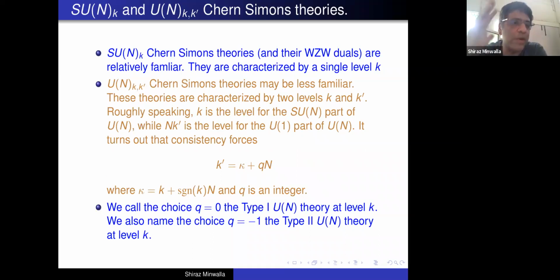In order to see how and why this is true, I need to take you through 5 minutes of technicalities. In this talk, I will be interested in SU(N)_K Chern-Simons theories and the Witten duals, as well as U(N)_{K,K'} Chern-Simons theories. Roughly speaking, U(N) theories require 2 levels because there's a level for the SU(N) part and a level for the U(1) part. Because U(N) is not quite SU(N) times U(1), these 2 levels are not completely unrelated. In fact, consistency demands that the level for the U(1) part, K', differs from the shifted level of the SU(N) part by an integer times N.